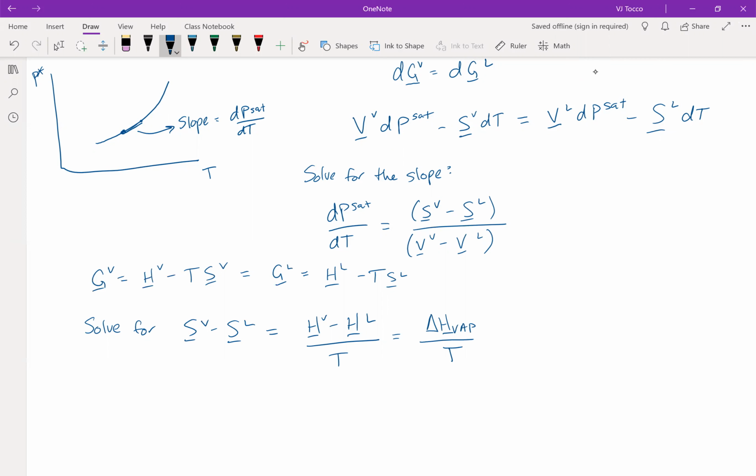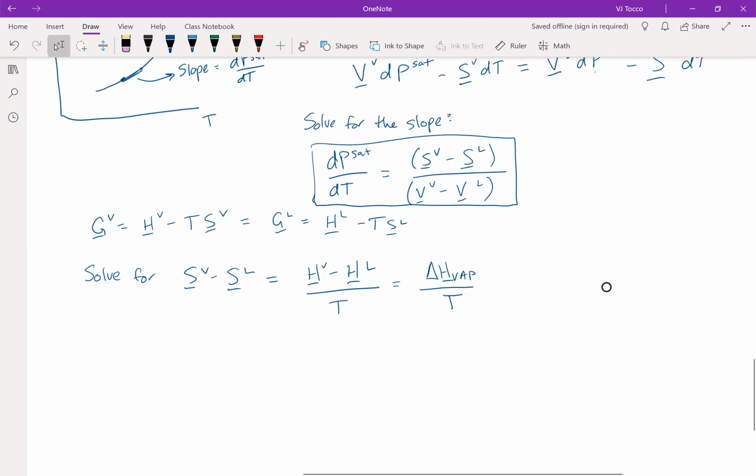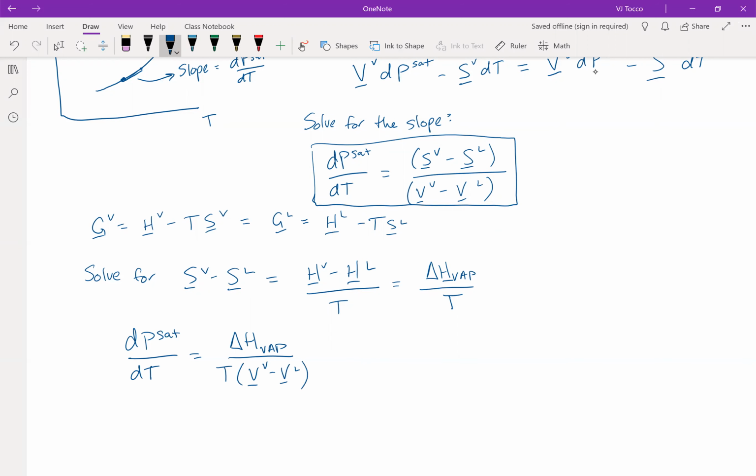So in this equation where we have SV minus SL, all we have to do is substitute in this expression that we just found. So we can say dP saturation over dT is equal to delta H of vaporization over T times the molar volume of the vapor minus molar volume of the liquid.